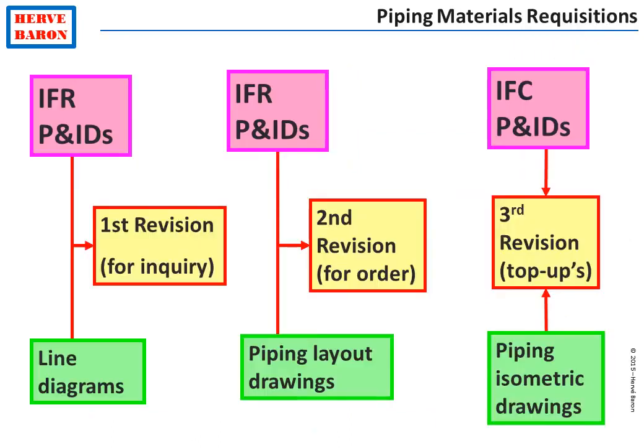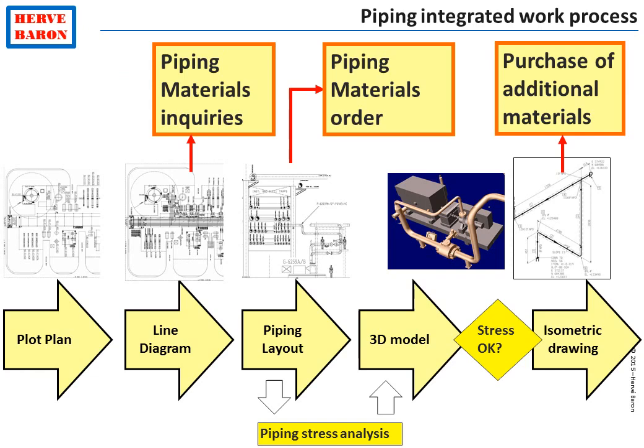This synoptic shows the 3 revisions of the piping materials requisitions. The first one for inquiry, the second one for order, where quantities are committed, and the third one and next ones for ordering additional materials or top-ups. This final synoptic shows the integrated piping work process with piping installation, stress and support, and piping materials.